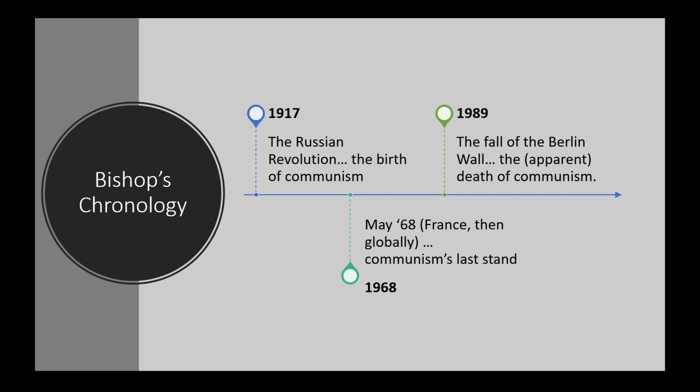And we had what Peter Bürger calls the historical avant-garde, Dada, Surrealism, and Futurism. We can also characterize that as the birth of communism. So 1917 was literally the birth of communism in Russia and the first major country to become communist in the world. Then if we go along the timeline, the second that Bishop identifies is May 1968.